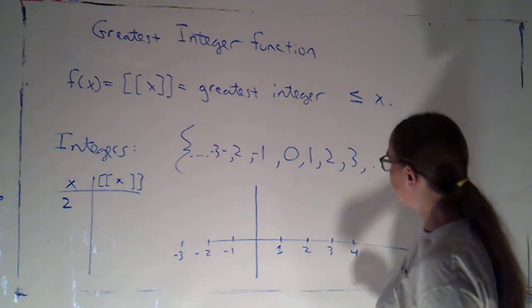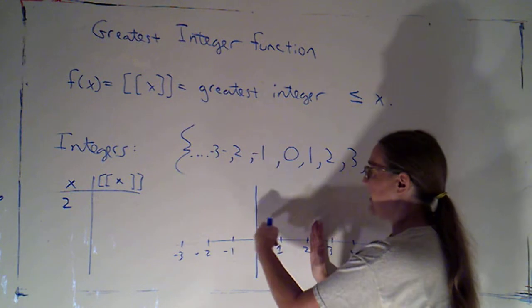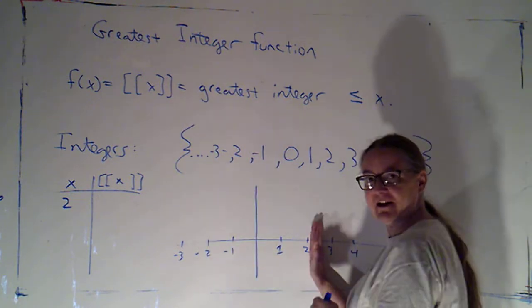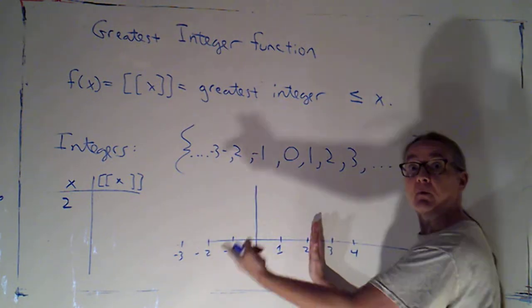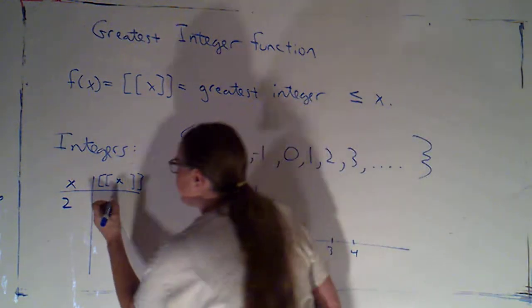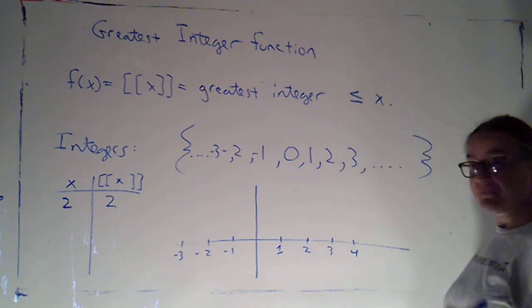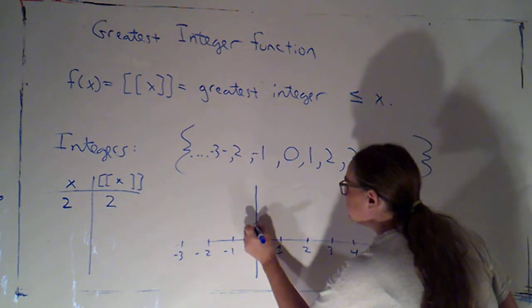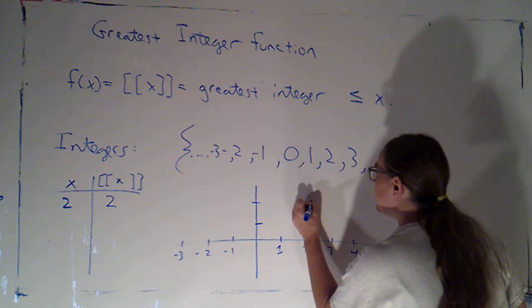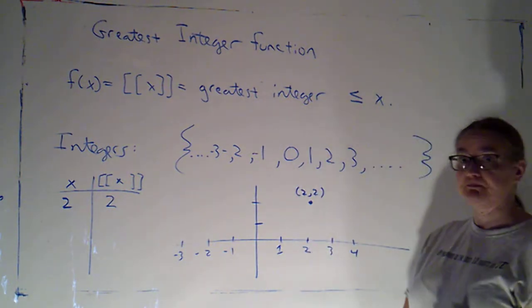So all of the integers that are less than or equal to 2 would be everything: 2, 1, 0, -1, etc. And if I want the greatest one, I want the one that's furthest to the right on the number line. So the greatest integer function evaluated at 2 is just 2. So if I'm graphing this, there would be a point (2, 2) on the graph of this function.